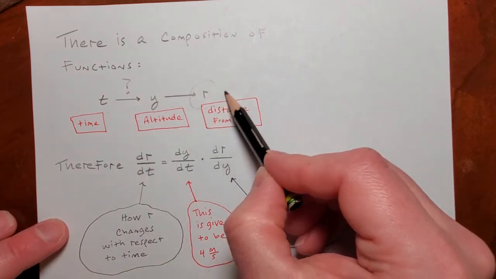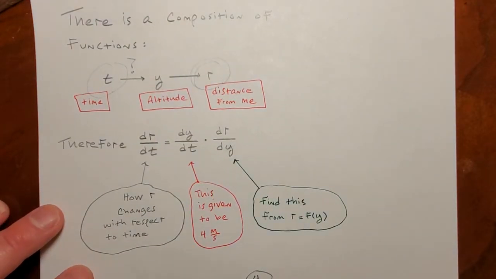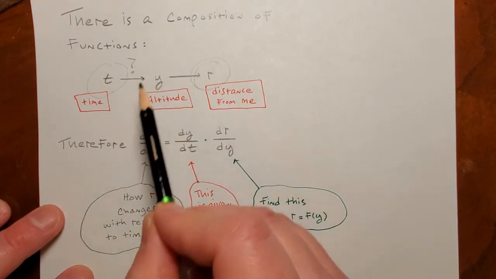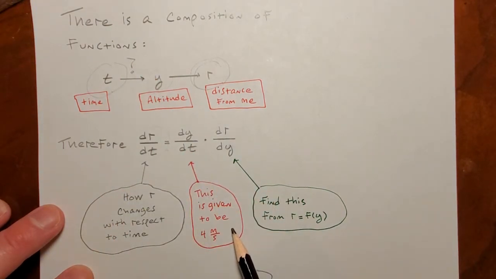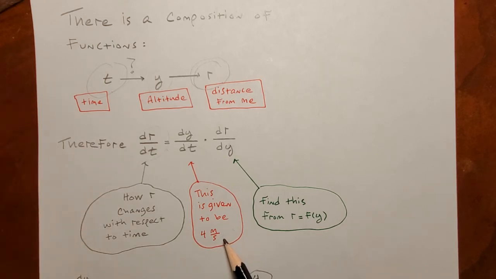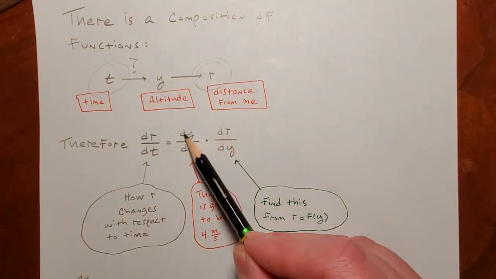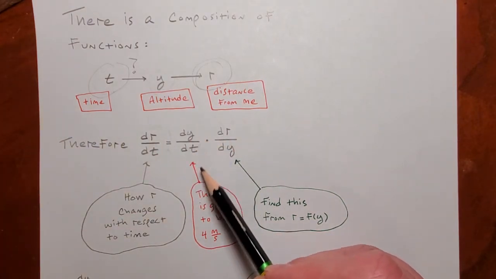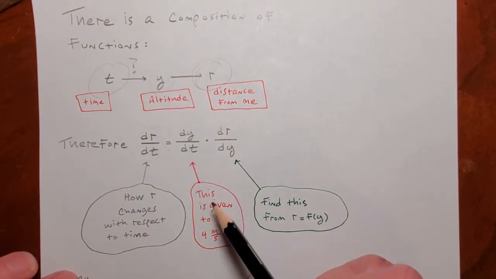Well, the rate of change between this variable and that one, dr/dt, that's how r is changing with respect to time. That's how it's moving away from me, and it is equal to the rate of change of y with respect to t. That was given. When it was said in the problem that the UFO is moving vertically at 4 meters per second, that's dy/dt. That's how its altitude y is changing in time.